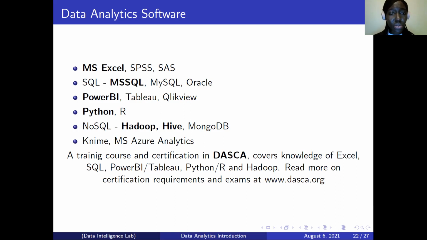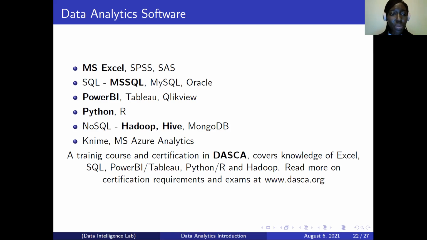Another interesting tool that we also need to learn about is Power BI or Tableau or QlikView. Any of these three are very good visualization tools that easily connect to your data source and help you bring alive your data insights, plotting charts, graphs, helping you with some interesting infographics and the rest of that.